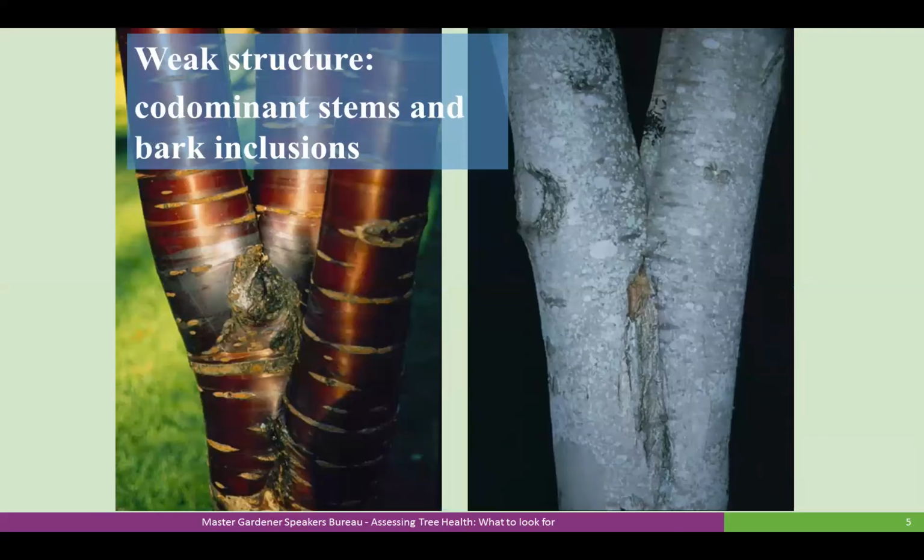Okay, so looking again at these codominant stems and bark inclusion, you can see a little better with a close-up. If you look at again, the tree on the right, you see where, if you look right where that first crease is at the top and then down below, you see like a diamond shape that looks like a brown, I know I have a pointer, I just don't know where it is here, but sorry. Anyway, that's where the inclusion is taking place, where you can really see it from that sort of brown diamond shape straight down.